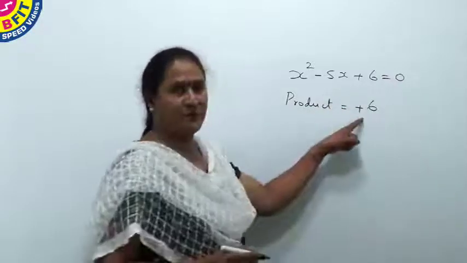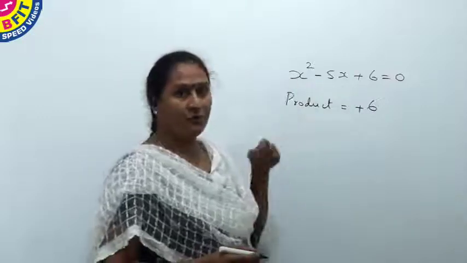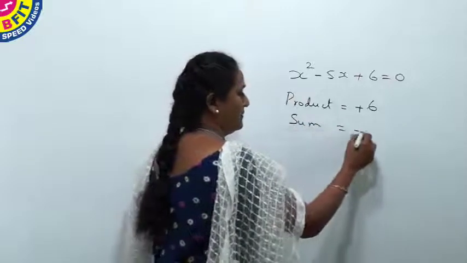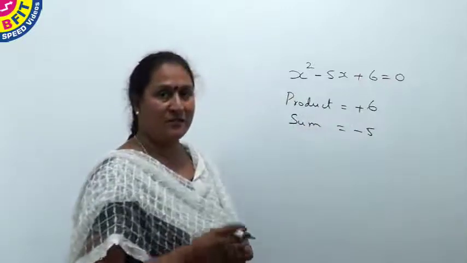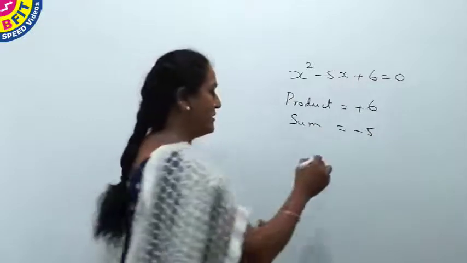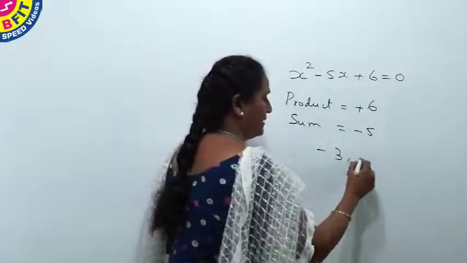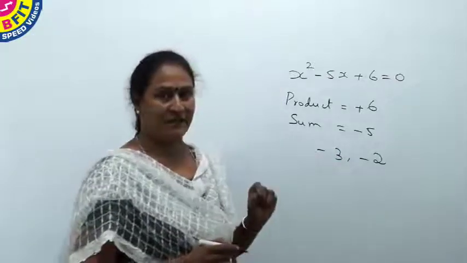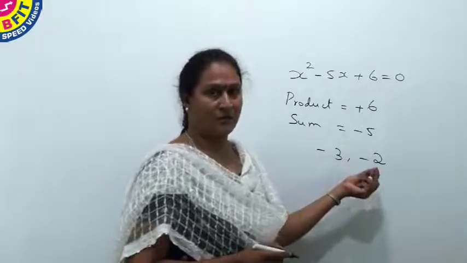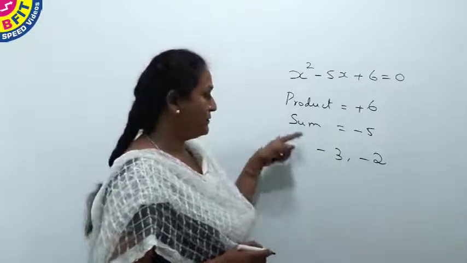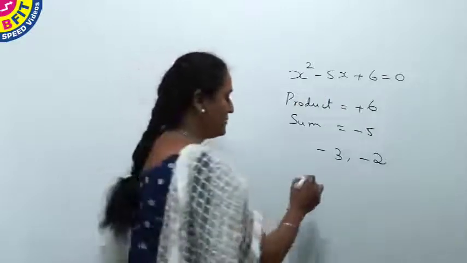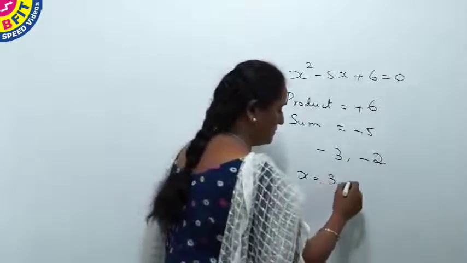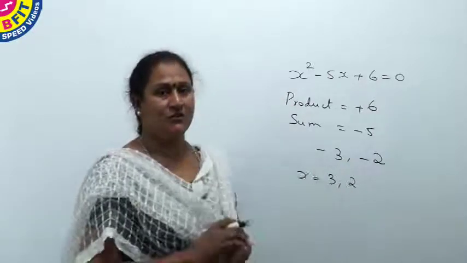As this is positive again, the two numbers should have the same sign, so the sum is minus 5. So which two numbers will have sum minus 5 and product 6? It is minus 3 and minus 2. When you add minus 3 and minus 2 it is minus 5. When you multiply minus 3 and minus 2 it is plus 6. So these are the factors of this equation. So the solution will be, just change the symbols, 3 and 2 are the solutions of this equation.